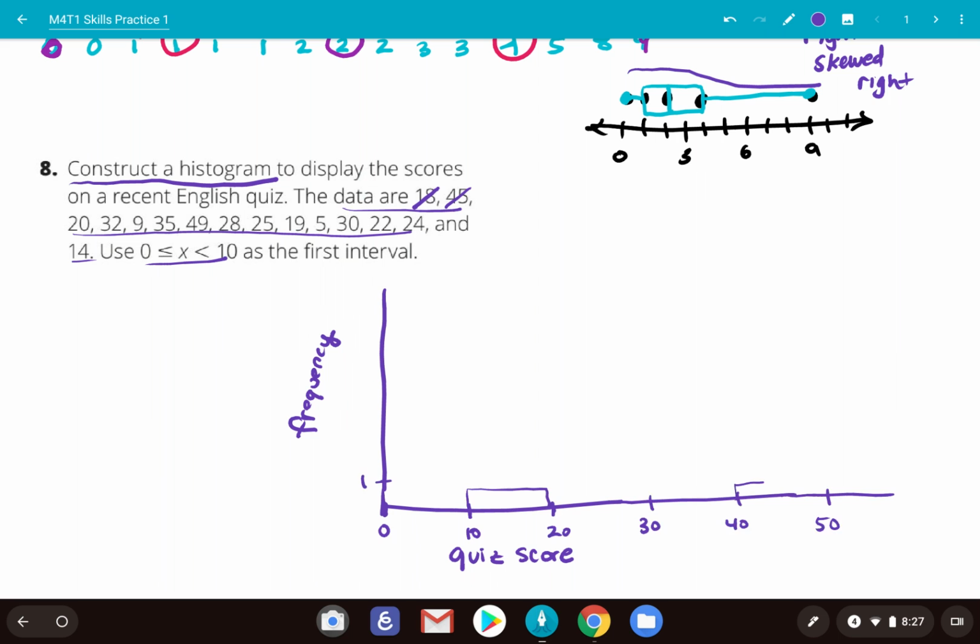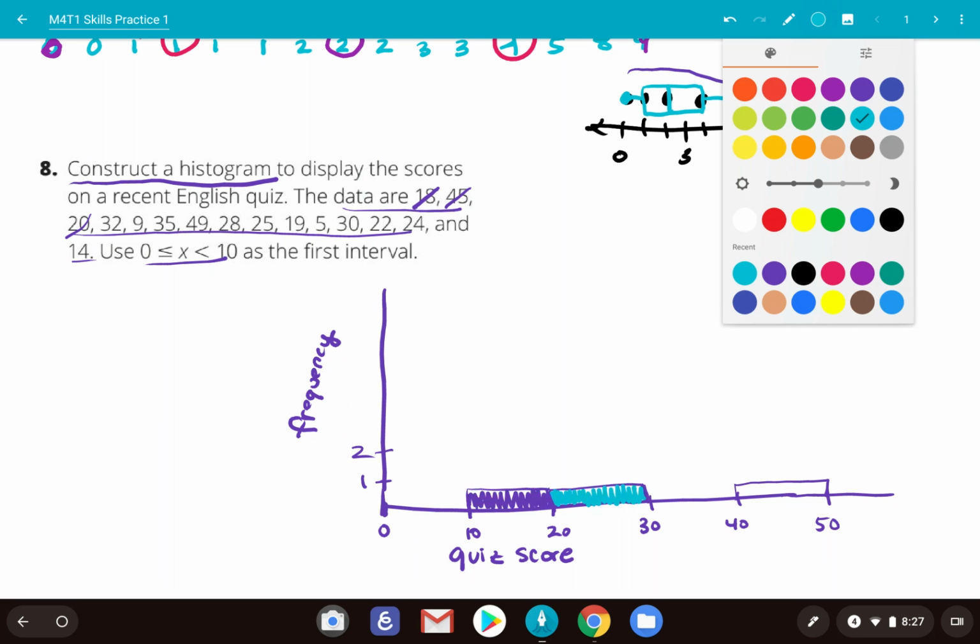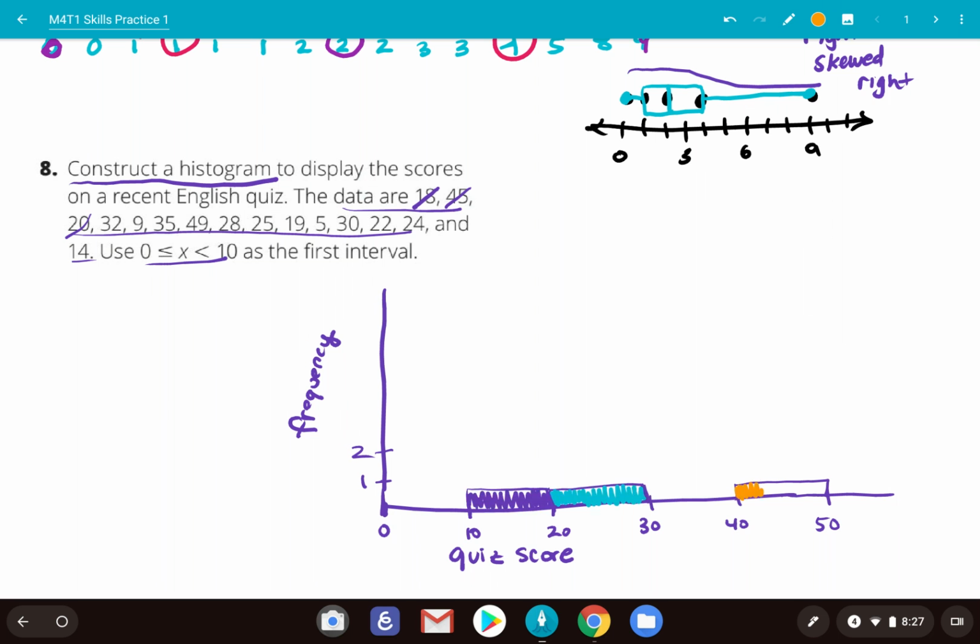45 is going to be in this range. 20, that's going to go up. That would actually go in this one because this bin is 10 up to but not including 20. So then the 20 is going to go in the next bin right here, 20 up to but not including 30. And then this one's going to be 40 up to but not including 50.